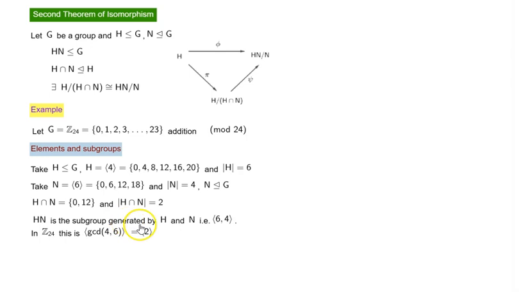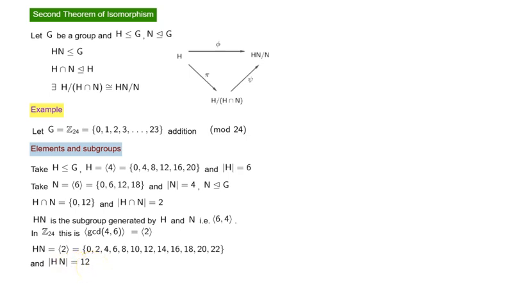HN is the subgroup generated by H and N. That is generated by 6, 4. In Z24, this is the GCD of 4, 6. The generator is GCD of 4, 6, which is 2. So the subgroup generated by 2 is HN. So 2 generates HN as 0, 2, 4, 6, 8, 10, 12, all the even numbers. And the order of that is 12.